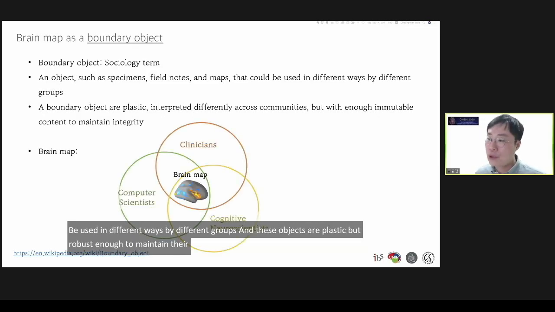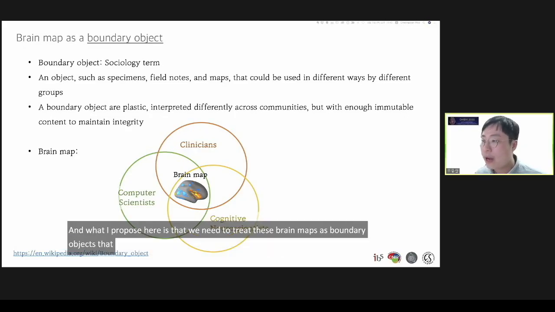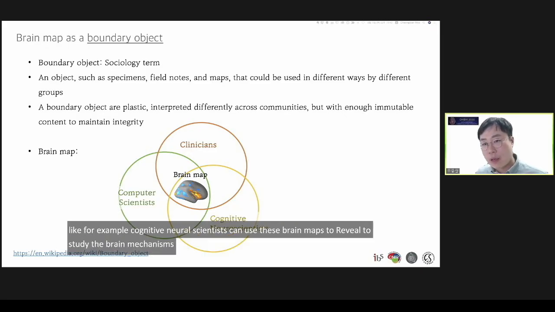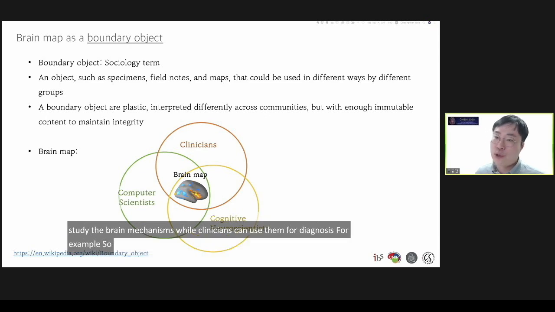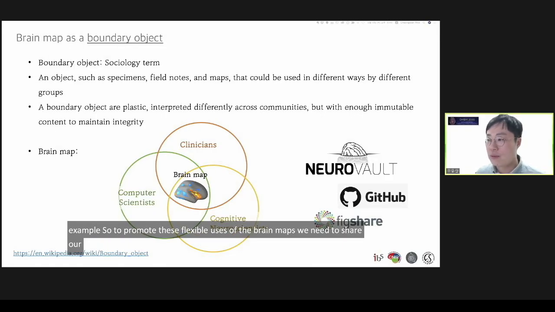And what I propose here is that we need to treat these brain maps as boundary objects that can be used differently by different groups. These different groups, for example, cognitive neuroscientists can use these brain maps to study brain mechanisms, while clinicians can use them for diagnosis, for example. So to promote these flexible uses of the brain maps, we need to share our maps and models through these platforms.